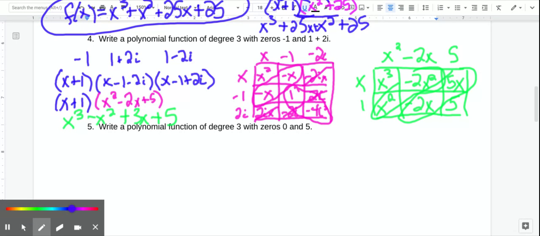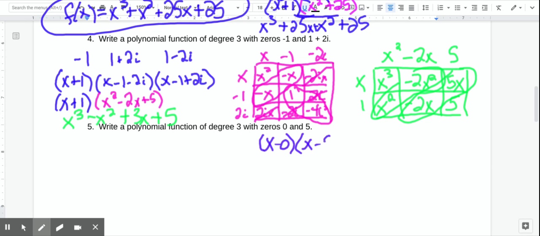All right, we're going to do just one more of these, okay? This next one's easier. So now we want a polynomial with degree 3. It's got zeros of 0 and 5. Neither of these are imaginary, so there's no partner with it. So one of our zeros is 0, so that's x minus 0. One of our zeros is 5, so that makes this factor x minus 5. So we can write that as x times x minus 5. But this is supposed to be degree 3.